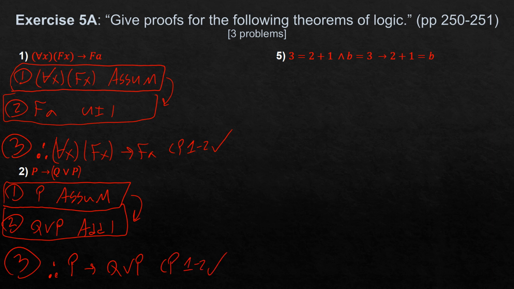What about theorem 5? It's another conditional, and just to help matters, I'll put some parentheses for the antecedent and for the consequent. So we have if 3 is equal to 2 + 1 and b is equal to 3, then 2 + 1 is equal to b. So let's just assume that antecedent, 3 is equal to 2 + 1 and b is equal to 3.